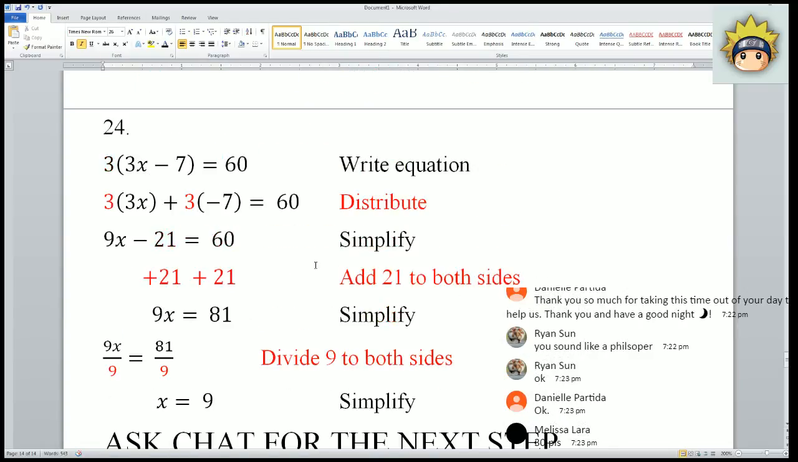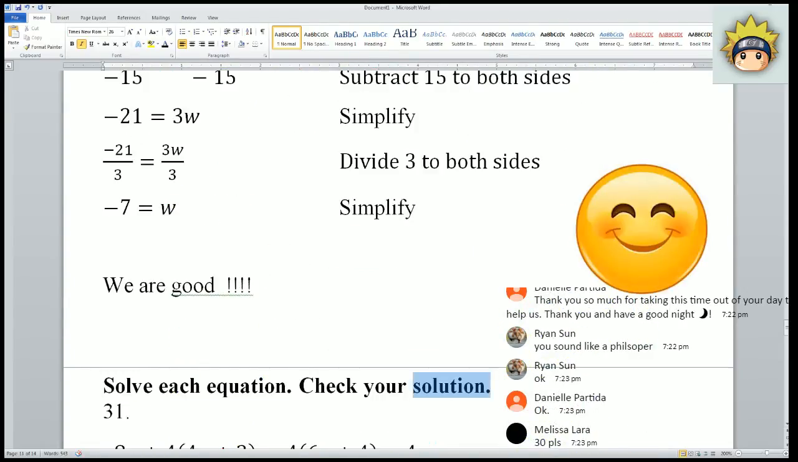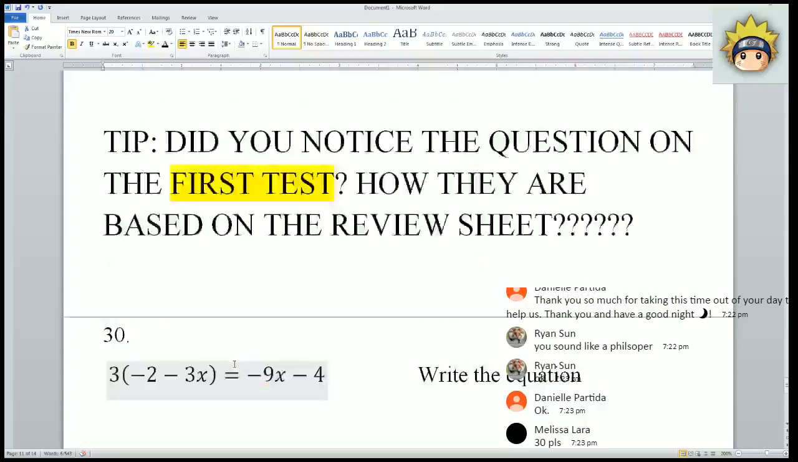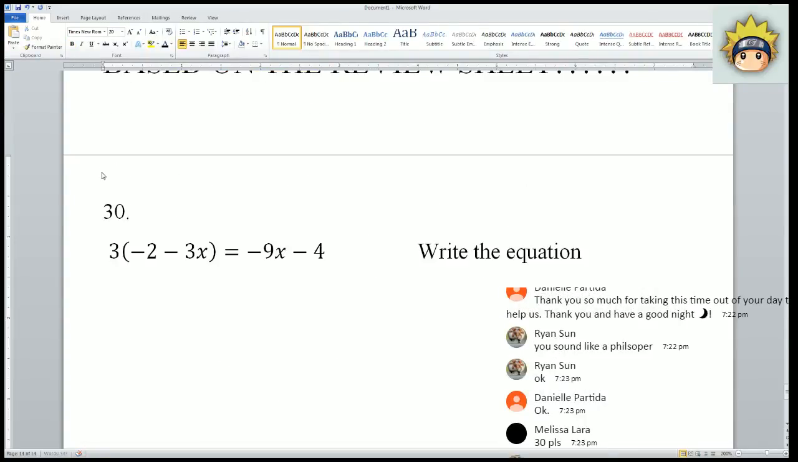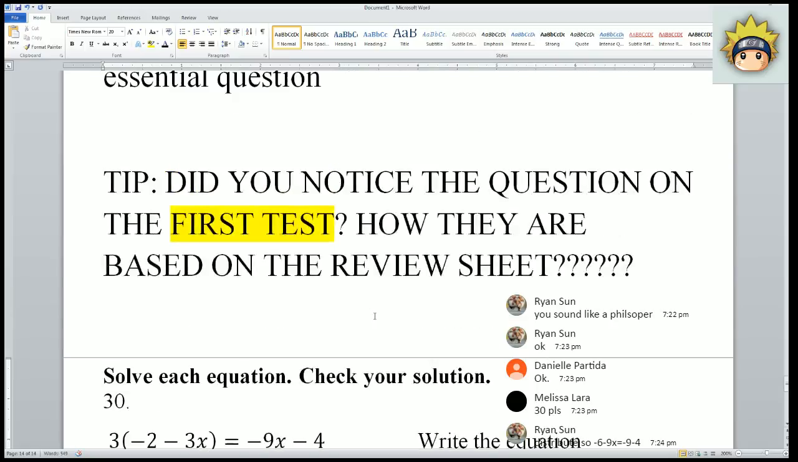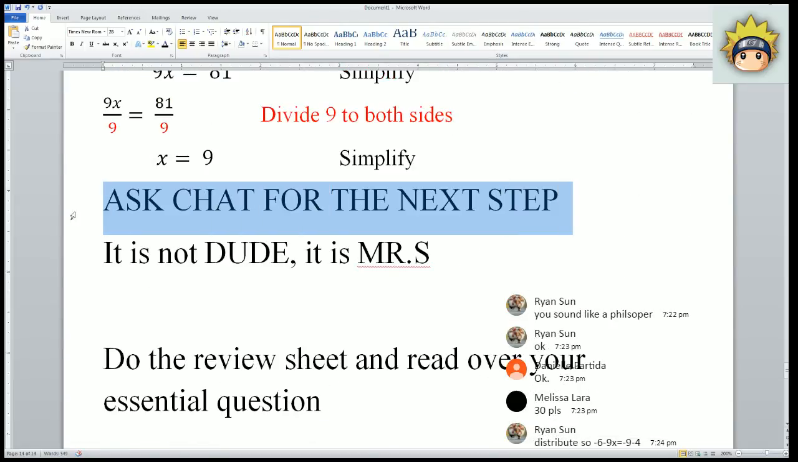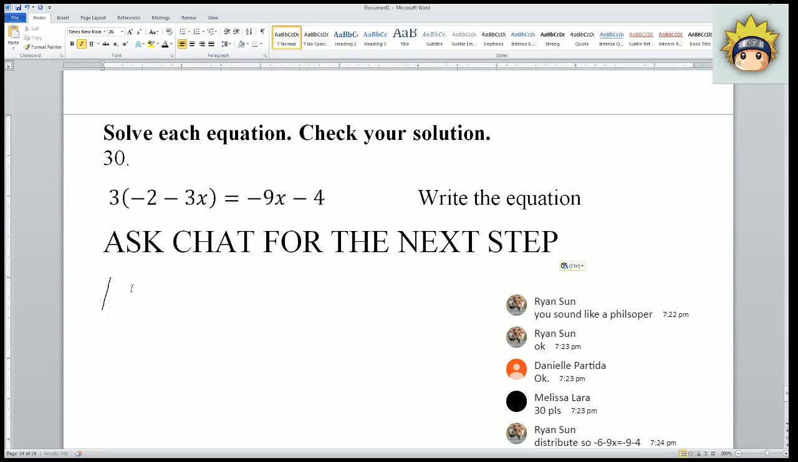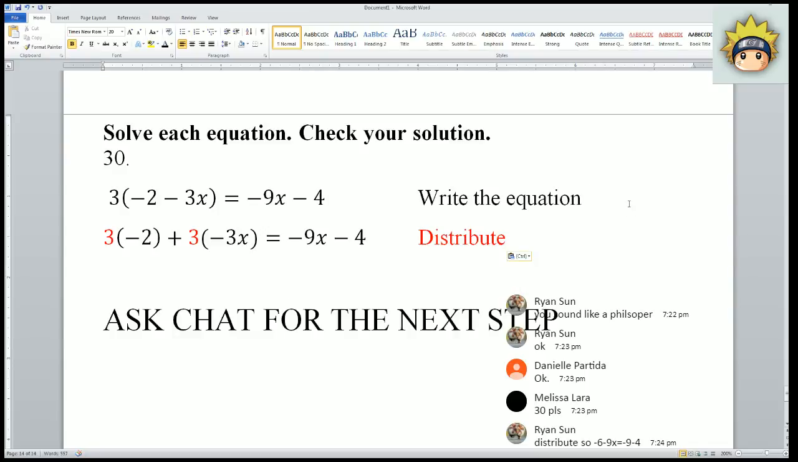There you go. And I think it asks us to solve each equation. There you go. So what is my first step here, chat? Let's ask chat for the next step. Good. Alright, Ryan says to distribute. Melissa, did you get the distributing step here? Are you good here?